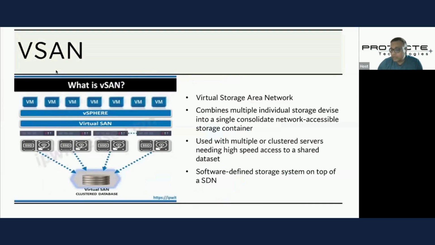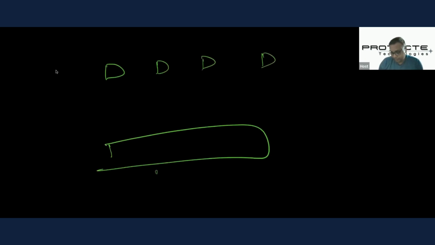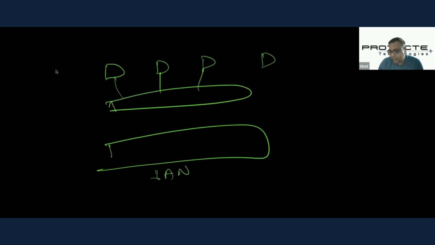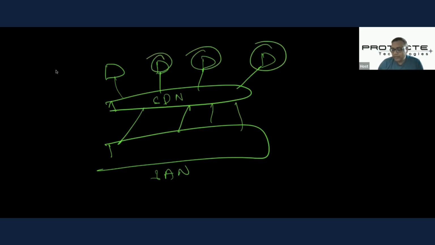Now, virtual storage area network is basically, okay, you have your own computers which have their storage, but you would like to have a centralized storage area network which can be virtually accessed by your client. So there is a software-defined network which controls the large storage area which can be allocated to different clients. Okay, that is one way of storage area network.